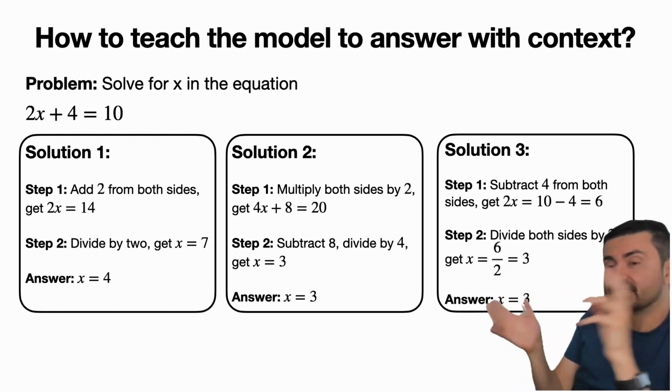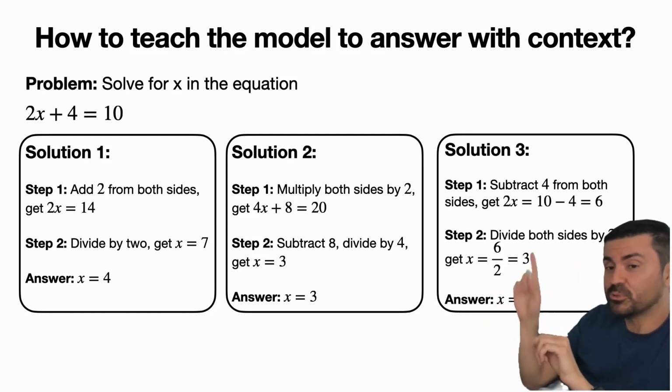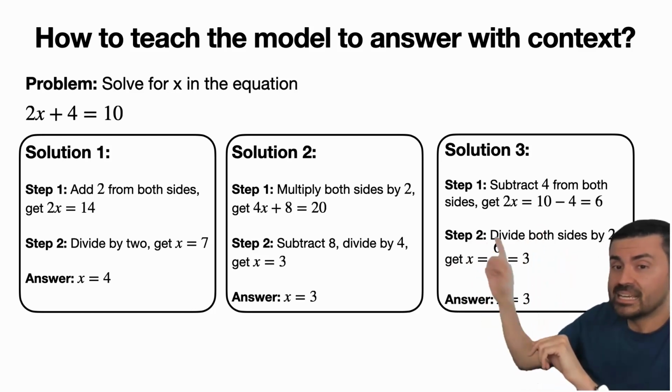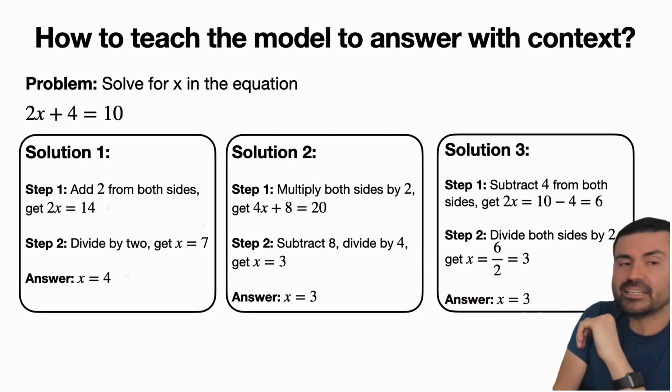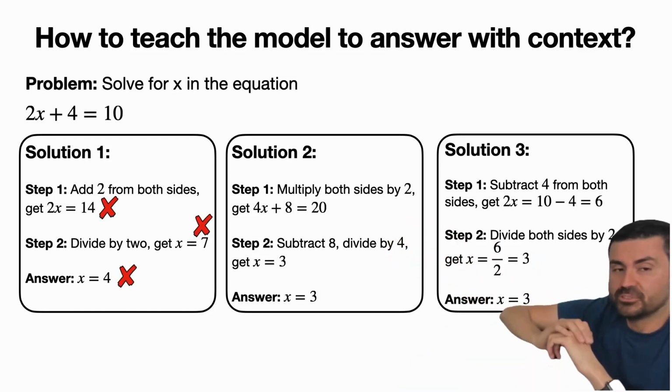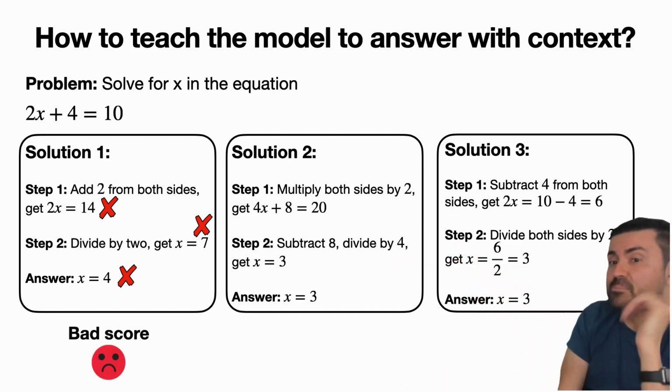So the question is, how are we going to grade each one of these three to tell the computer to produce more solutions like number 3 and less solutions like number 1 and also like number 2. So first, let's grade every step. Everything on the first solution is wrong. The 2 steps and the solution are all wrong. So this one gets a really bad score.